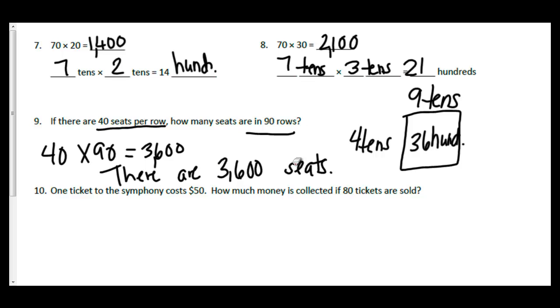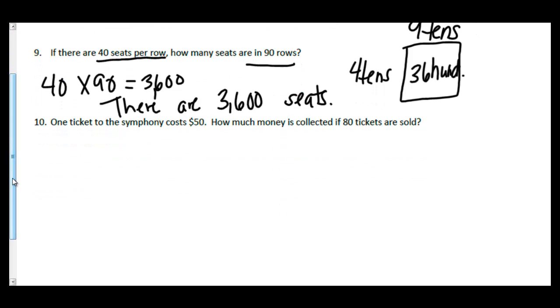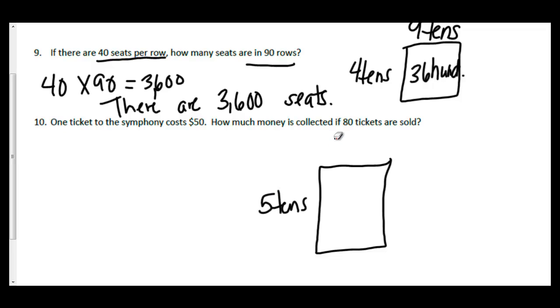Try to do number 10 by yourself and see if you can do it. I bet you can. One ticket to the symphony costs $50. How much money is collected if 80 tickets are sold? So that means I have $50, 5 tens, 80 of them, so that would be 8 tens. That equals 40.